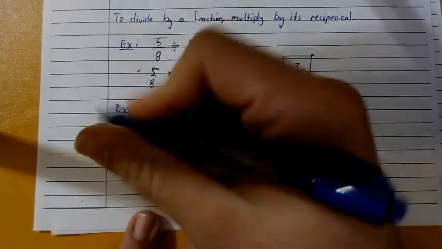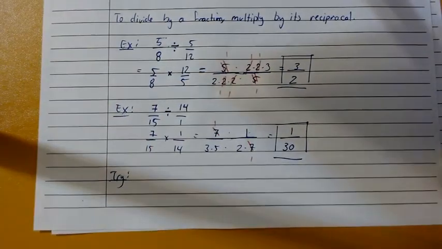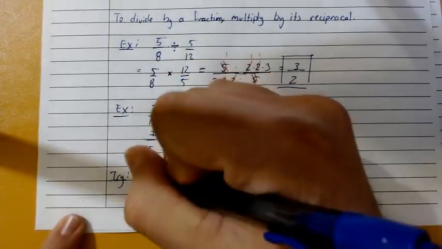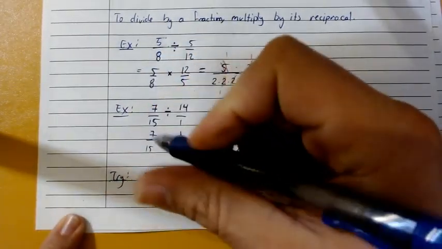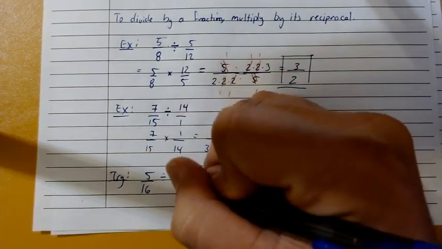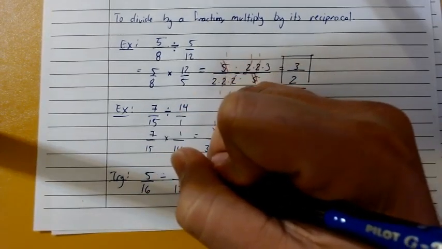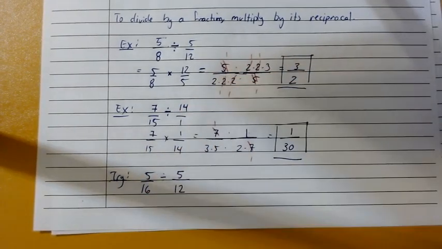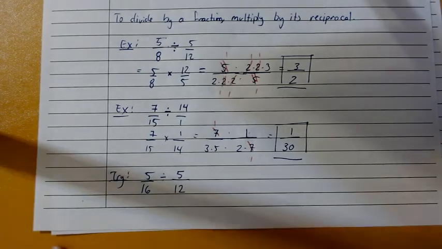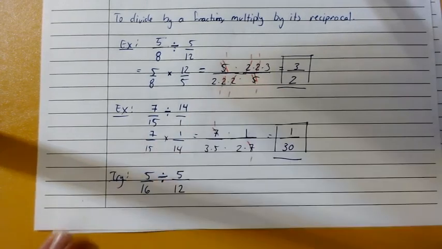So go ahead and give this a try. Do the following division. Let's do 5/16 divided by, let's say 5/12. All right, give that a try. Go ahead and pause the video, and once you have a result, go ahead and unpause and we'll go through it together.